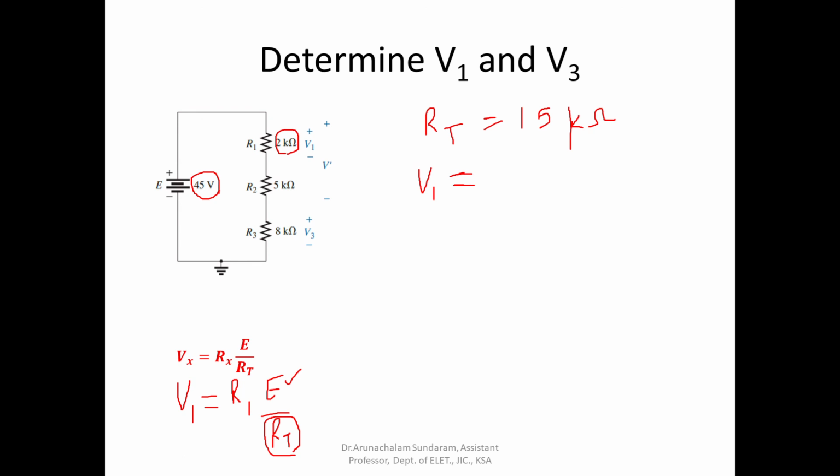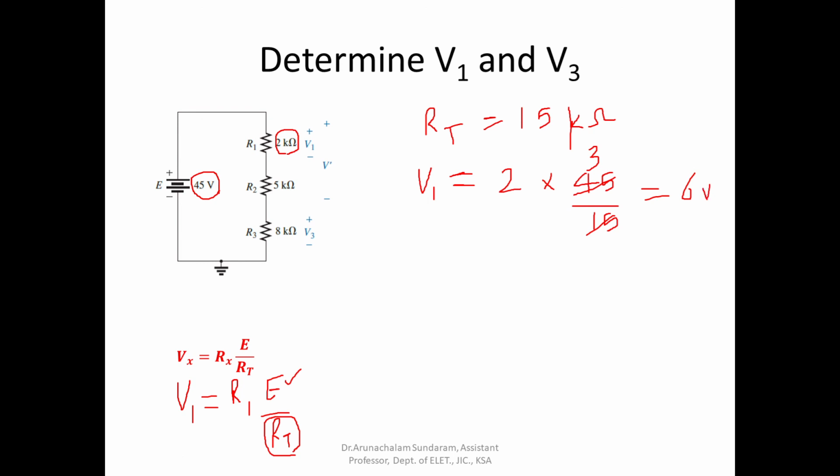So, V1 is equal to R1. What is R1? 2 kilo ohms, multiplied by the voltage, 45, divided by the total resistance, 15 kilo ohms. Everything is in kilo ohms, so I am not writing kilo everywhere. So this becomes 3. So what is your answer? V1 is equal to 6 volts is our answer. See how easily I am getting the answer.